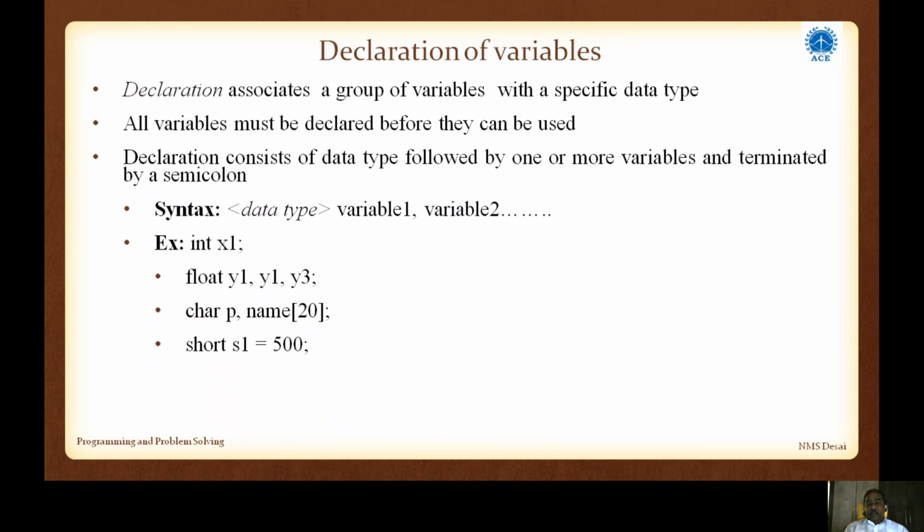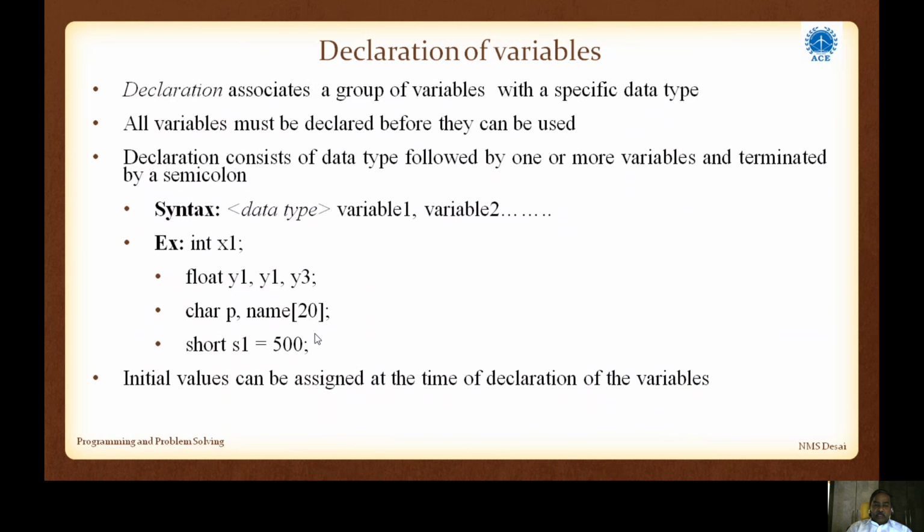Short s1 is equal to 500. Now, what is the difference between previous statements and this one? Here I am also assigning a value. This is not called assignment. This is called initialization. When I declare the variable and also give a value, that is called initialization, not assignment. Assignment is done in the processing area, right? Initial values can be assigned at the time of declaration of the variables.